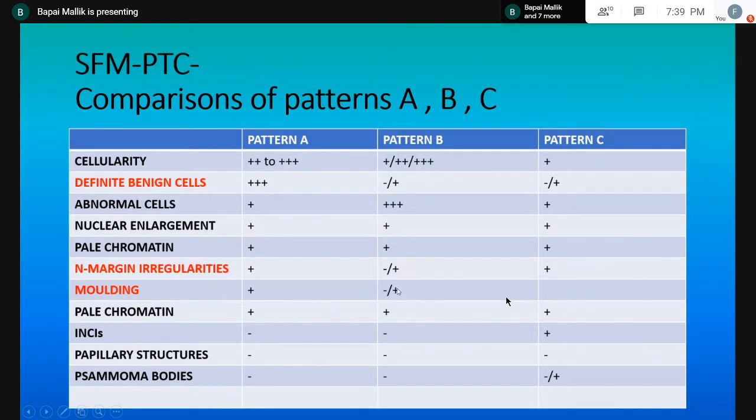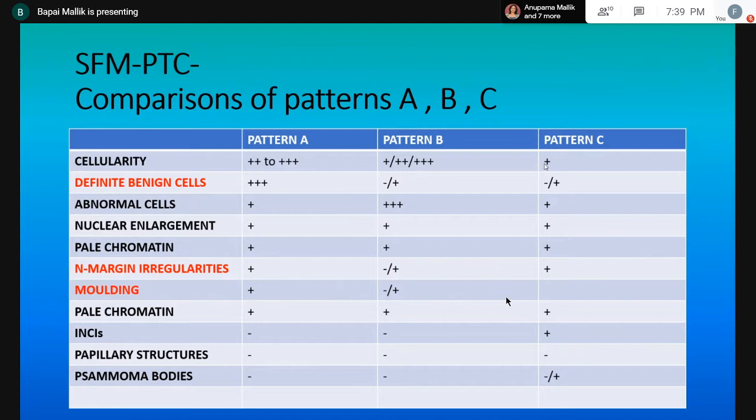If this had been present in pattern B, with this amount of cellularity, you would possibly pull the trigger and call it straight a papillary thyroid carcinoma. Pale chromatin is seen in both. Intranuclear cytoplasmic inclusions, papillary structures, psammoma bodies are not seen in any one of them. In pattern C, you see all the features. You can even see intranuclear inclusions, but you call it suspicious just because the cellularity is extremely low. That means you have very few cells showing the classic features of papillary thyroid carcinoma.